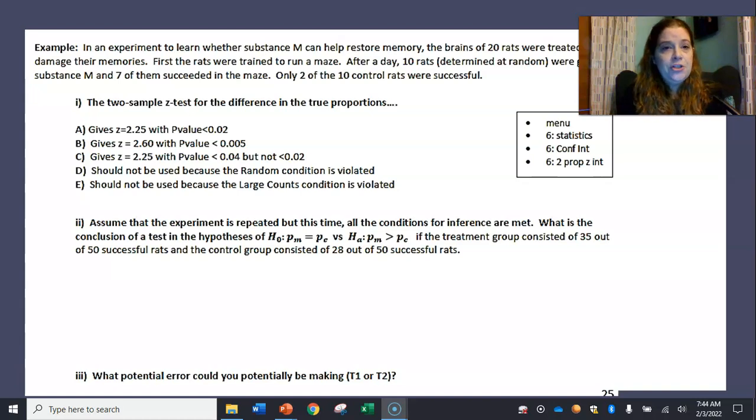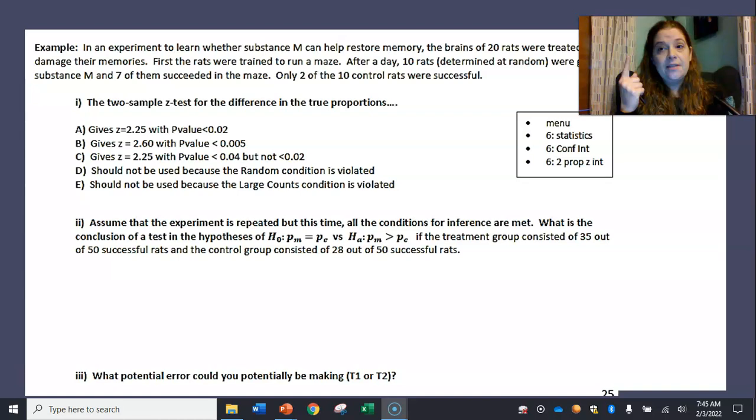Okay, so the question is about a 2-sample z-test for the difference in true proportions, and then I have some answers that give a z-score and a p-value, and then I have some others that say it should not be used because, and it seems like we're talking about some conditions. So I could maybe check those first 3 by running this 2 proportion z-test in my calculator, and it's really tempting, but remember, you really shouldn't do that unless you check your conditions first. So your conditions for inference are random, 10%, and approximately normal.